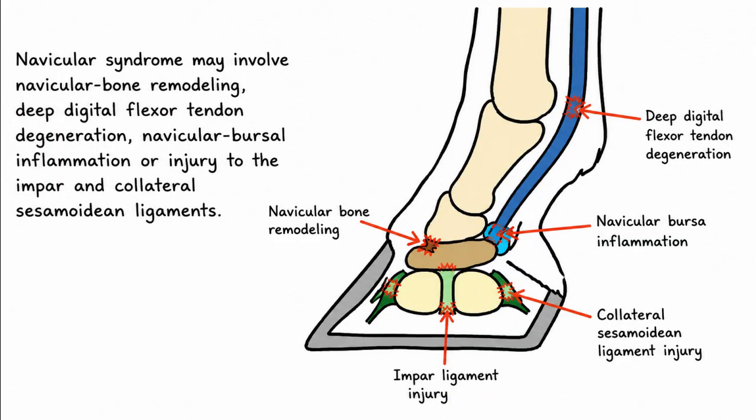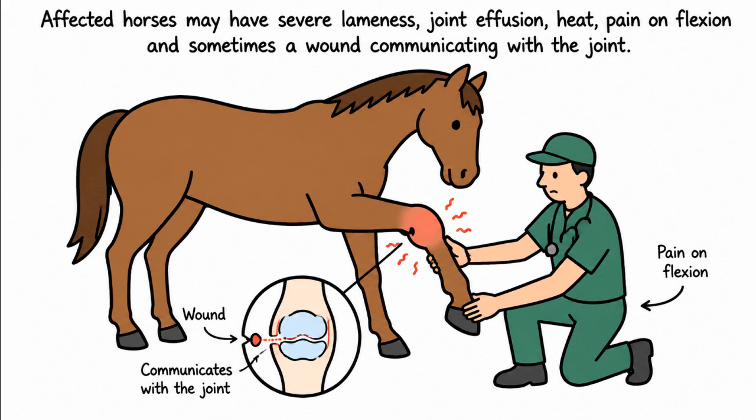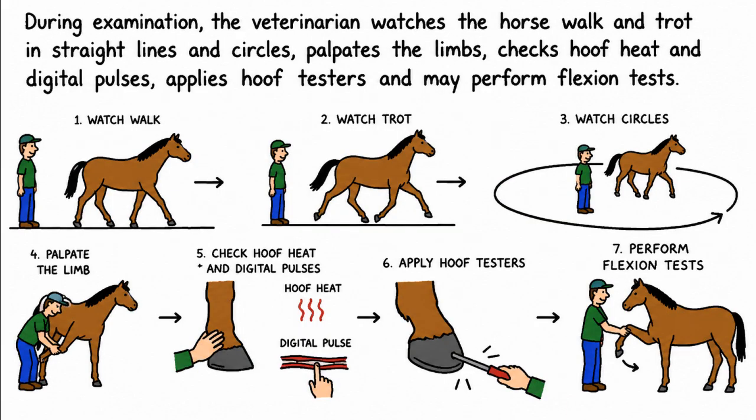Navicular syndrome may involve navicular bone remodeling, deep digital flexor tendon degeneration, navicular bursa inflammation, or injury to the impar and collateral sesamoidean ligaments. Septic arthritis is especially urgent because bacteria and inflammatory cells release enzymes that rapidly destroy cartilage. Affected horses may have severe lameness, joint effusion, heat, pain on flexion, and sometimes a wound communicating with the joint.